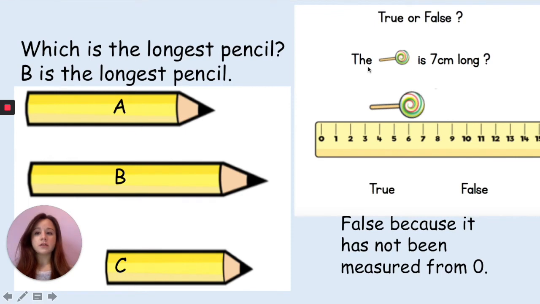True or false? The lollipop is 7 centimetres long. Is that true or false? It is false because it has not been measured from 0.